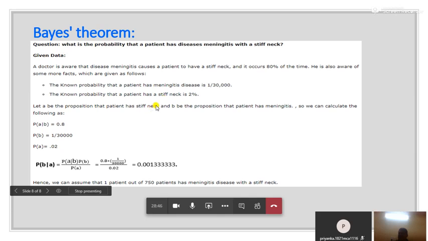So here what we have to find is the probability that the patient has the disease meningitis given a stiff neck. So we have to find P(B|A). The formula is P(B|A) = P(A|B) into P(B) upon P(A). If you put the values in this equation, you get 0.8 into 1 upon 30,000 divided by 0.02, and the value comes to around 0.00133.